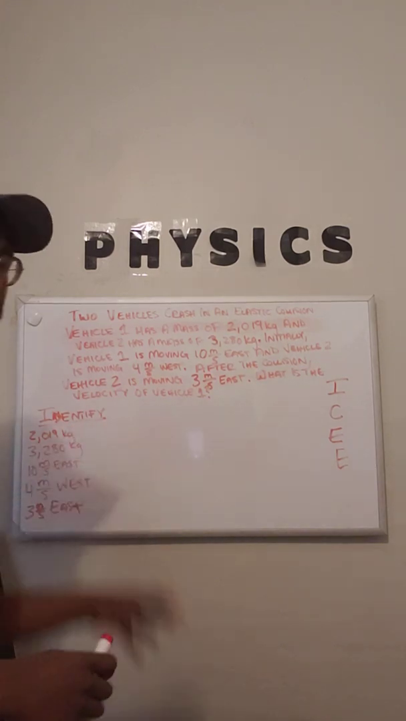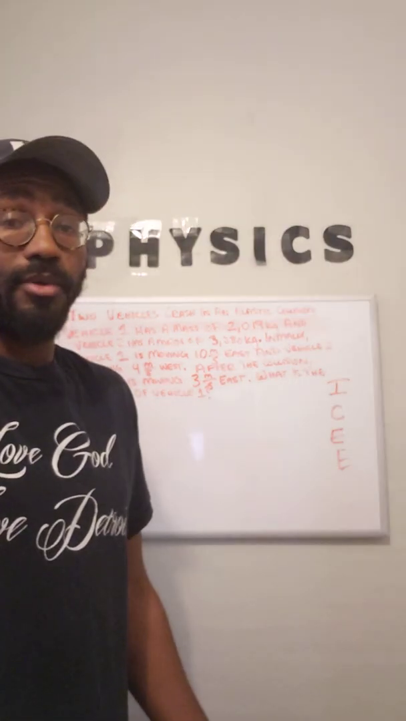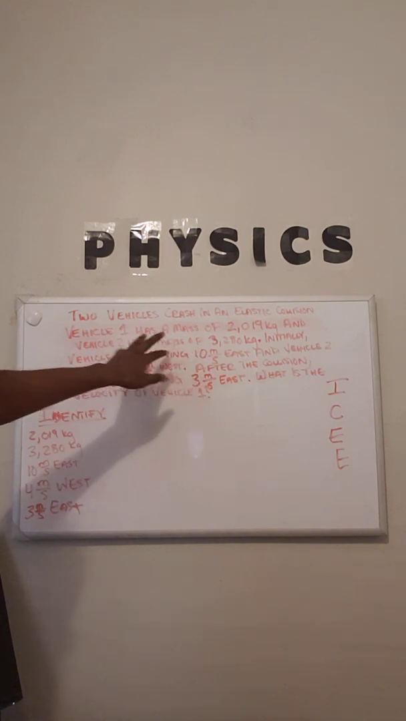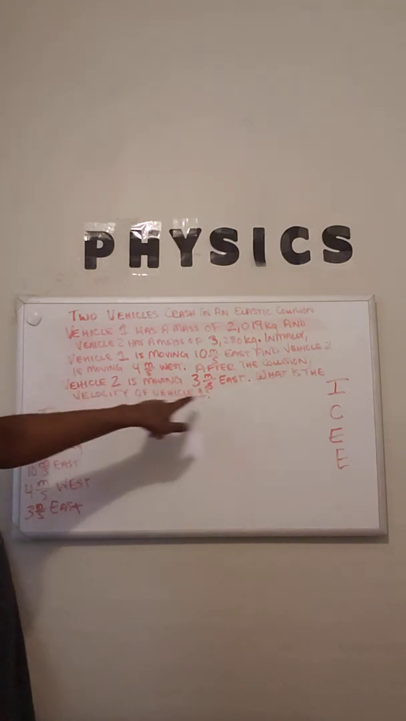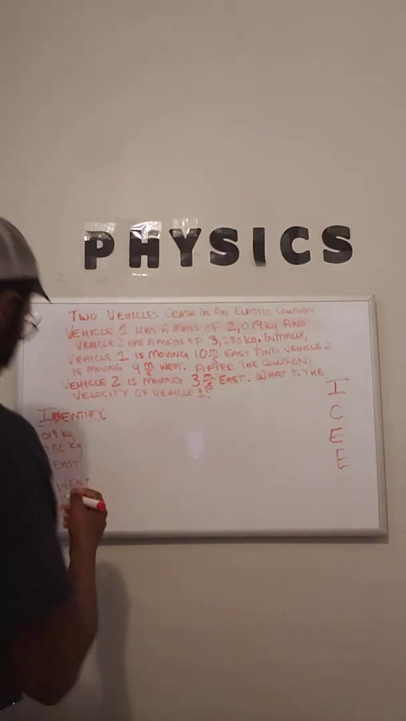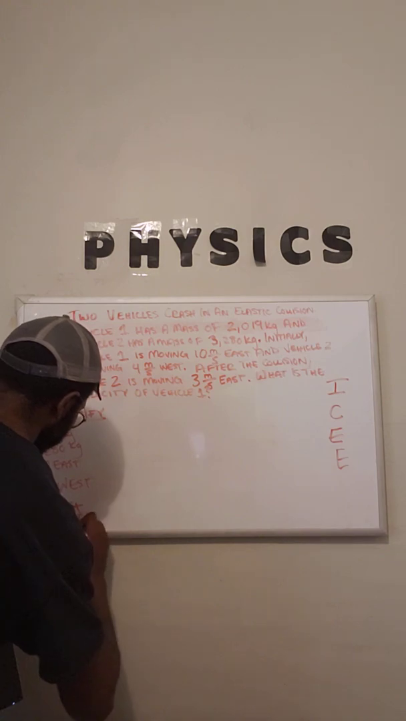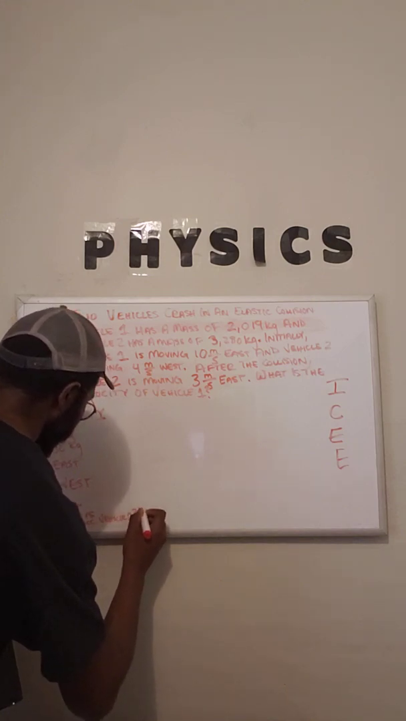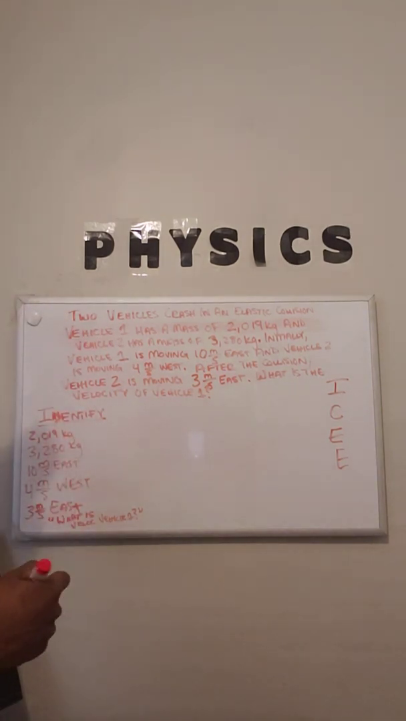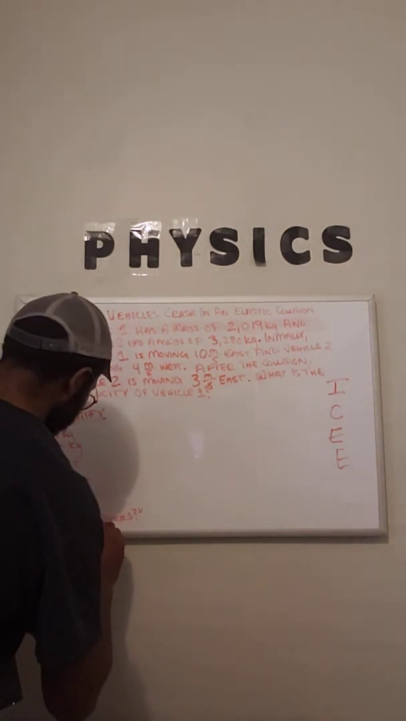Now, the last part of the identify step is to write down the question. That is very important. If you don't write down the question, you don't know what you're being asked. We get to the end of the problem, and it says, what is the velocity of vehicle 1? I'm going to write that down, shortened a little bit to save some space. It is important to note that this is after the collision, so I'm going to make a note for myself.